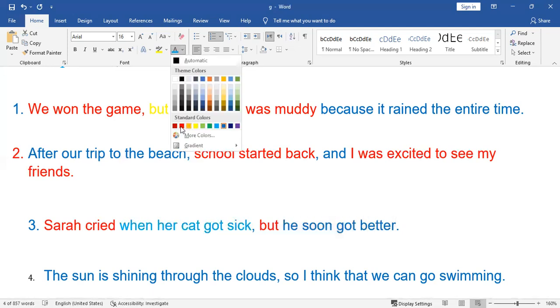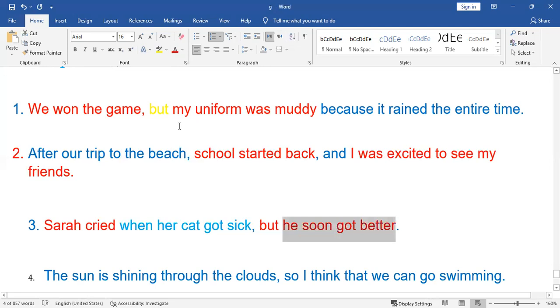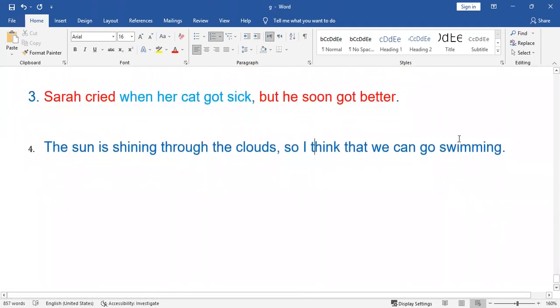These are two independent clauses and one dependent clause. The sun is shining through the clouds. This is a complete sentence, an independent clause. I connected it to another independent clause: so I think we can go swimming. So this is called a compound sentence, because it has so.